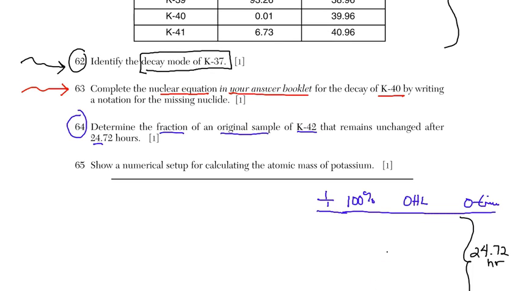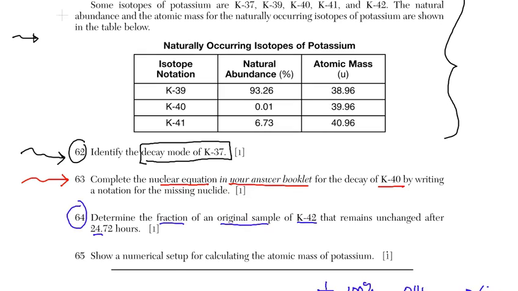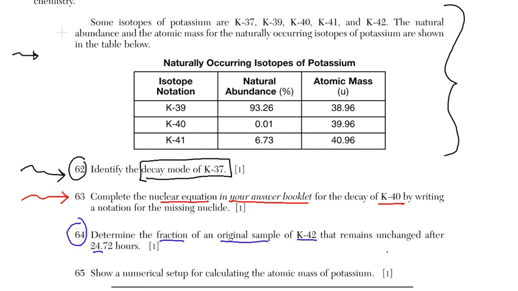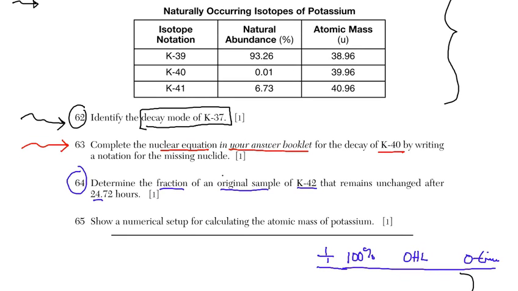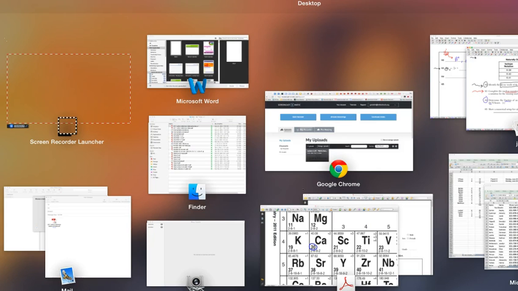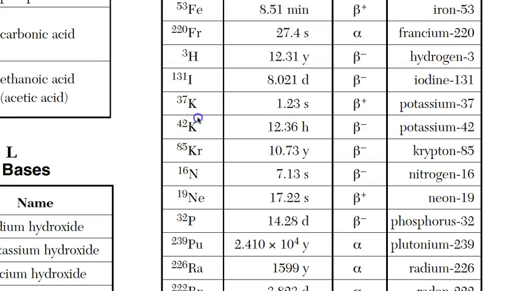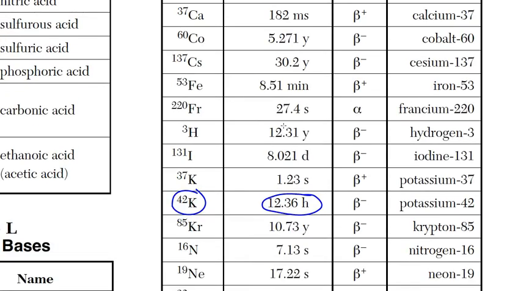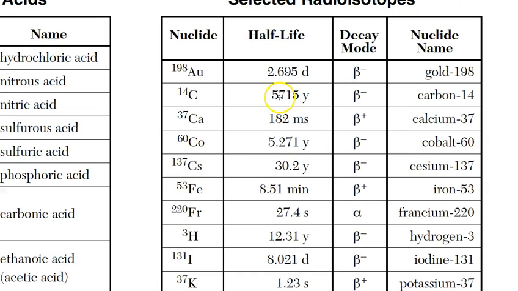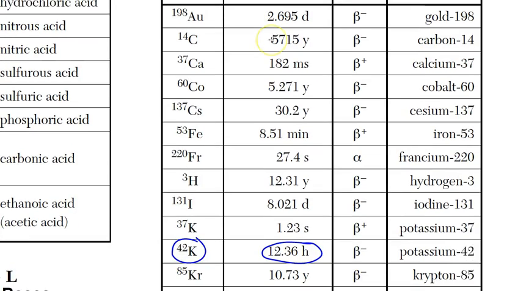So K42, and they give me no half-lives here in my blurb, so I'm going to have to go back to Table N that not only gives us decay modes, but also gives us half-lives. But this time I'm looking for, and that's what makes this a little tricky, K42, not K37 or K40. So we have to look up the isotope of potassium with a mass of 42, and what is its half-life. K42 has 12.36 hours as its half-life. You can see half-life in this column. So 12.36.